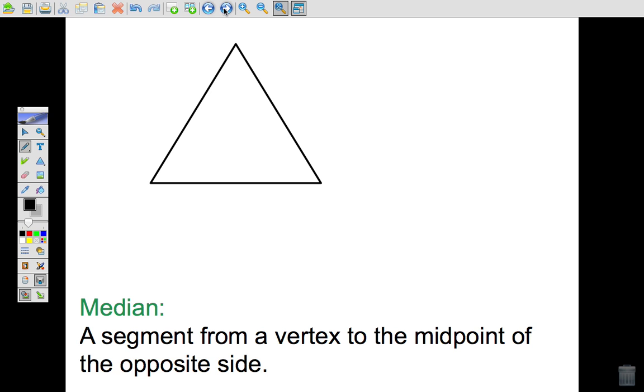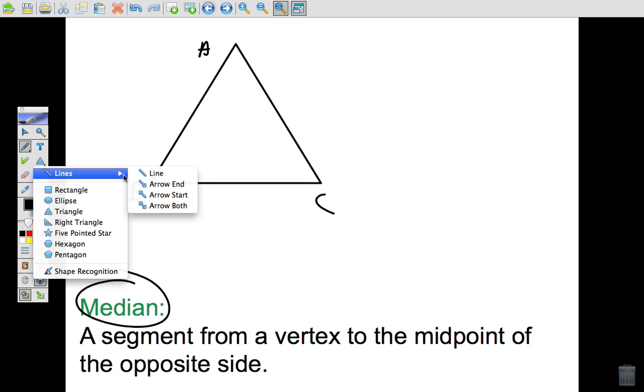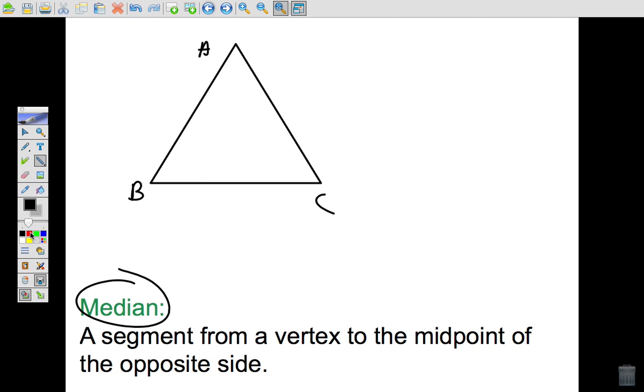So if I label this triangle, I'll label it triangle ABC. And let's say that I want to draw the median from vertex B. If I'm drawing it from vertex B, I want to hit the opposite side right at the midpoint. So I'll say this is the midpoint right there. Now I'm going to draw a segment from vertex B to the midpoint of the opposite side. So that would be a median for this triangle from vertex B.